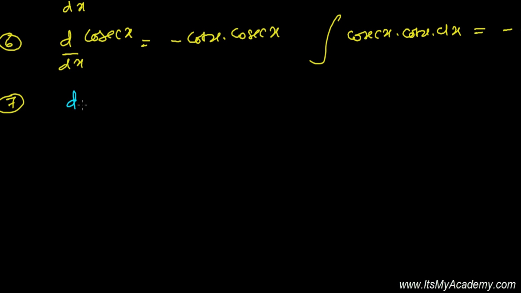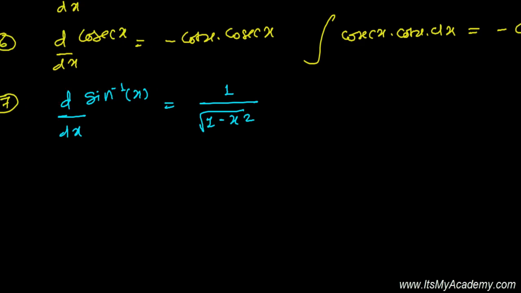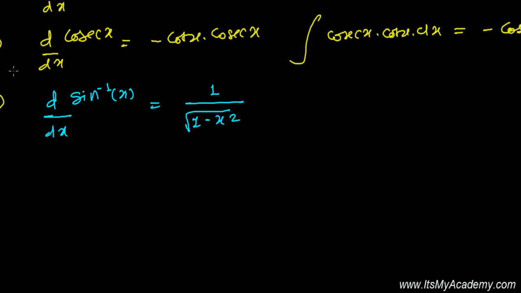We already know that the derivative of sine inverse of x with respect to x is 1 over the square root of 1 minus x squared. So, as I told you, integration is just the opposite process of differentiation. So the integration of 1 over root 1 minus x squared will be sine inverse of x plus some constant, always some constant.